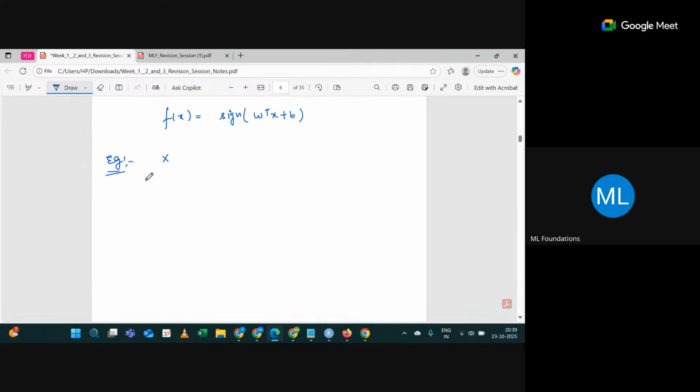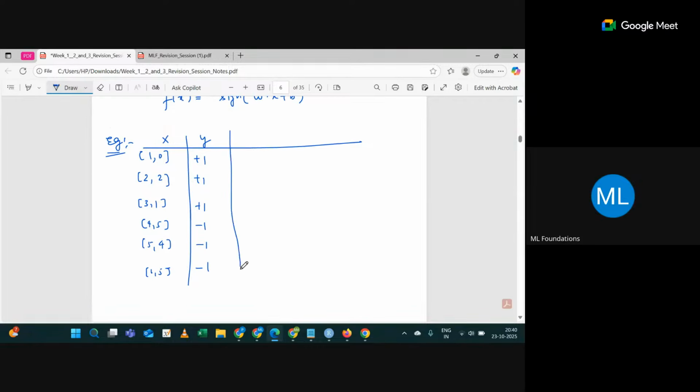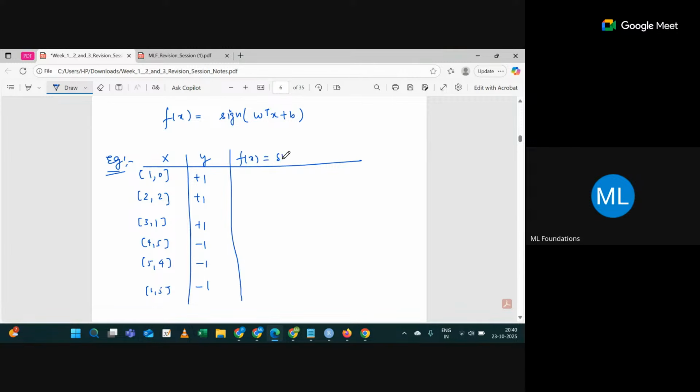Suppose input x is given to us as (1,0), (2,2), (3,1), (4,5), (5,4) and (6,5). Suppose we have classified them as plus 1, plus 1, minus 1, minus 1, minus 1. Suppose the model is given as f of x equals sign of x1 minus 3x2. We have to calculate this. So first of all, this 1 is x1 and 0 is x2, right?